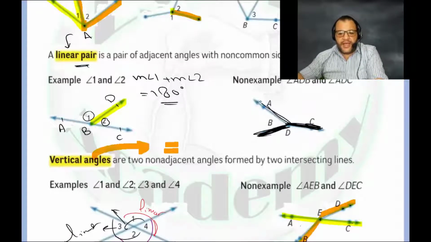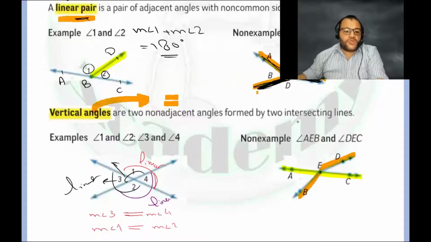The two angles ADB and ADC are adjacent. Can we say that they are a linear pair? No. They are adjacent, but they are not a linear pair.